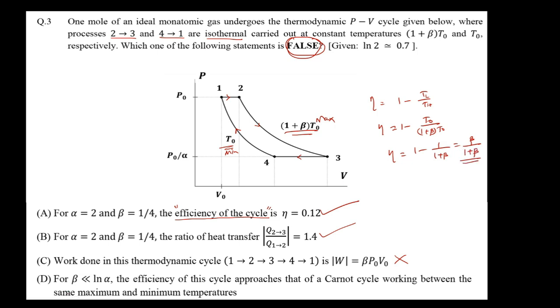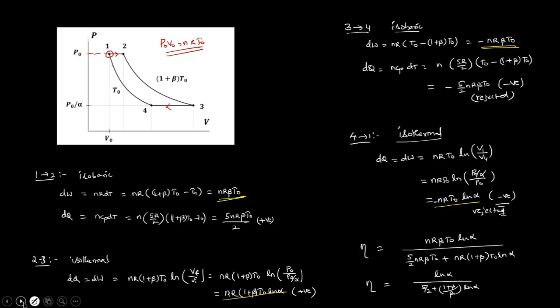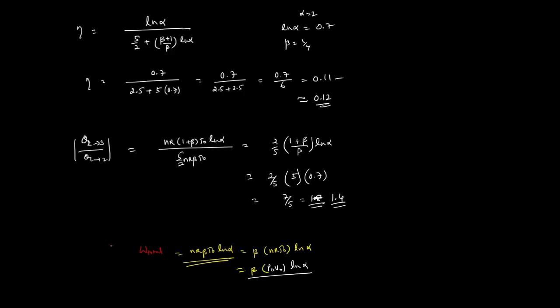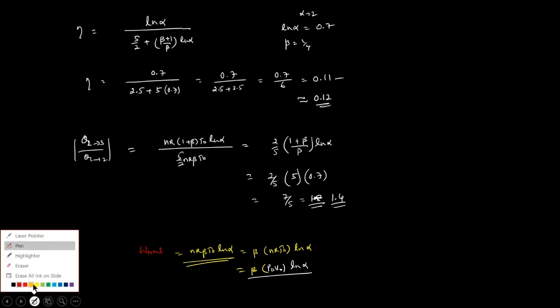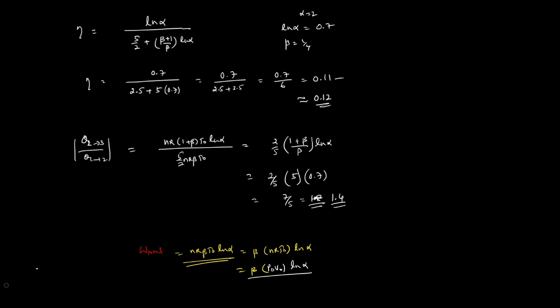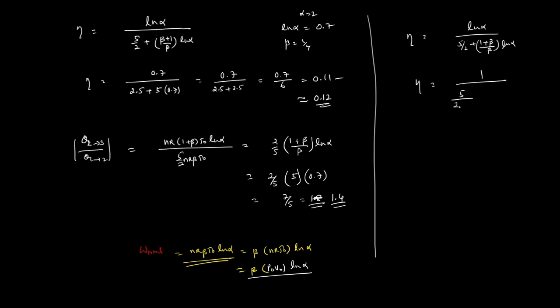Let us see whether we will get it for this condition or not. So I am checking each and every option. Then what is the efficiency we got in the cycle? This is the efficiency I got. I am using the same thing. So ln alpha by 5 by 2 plus 1 plus beta by beta into ln alpha. Now just divide by ln alpha, then it is 1 by 5 by 2 ln alpha plus 1 plus beta by beta.